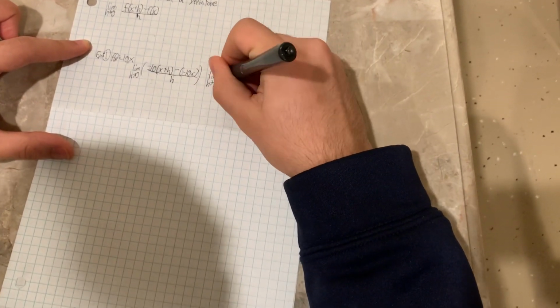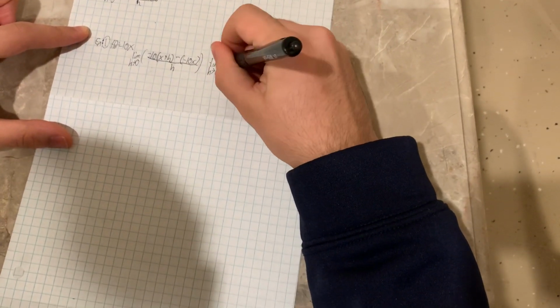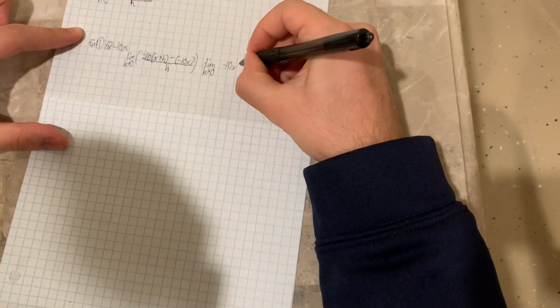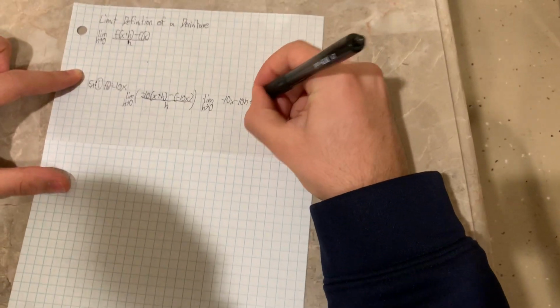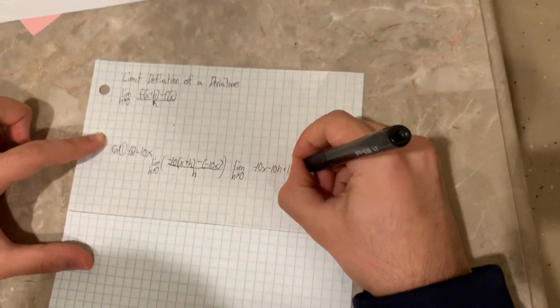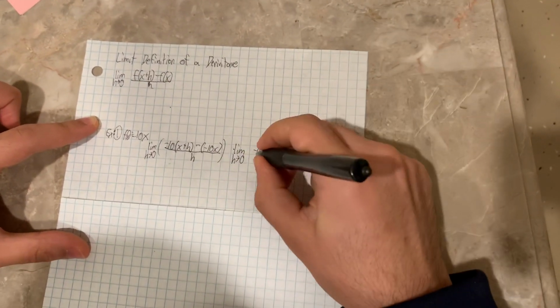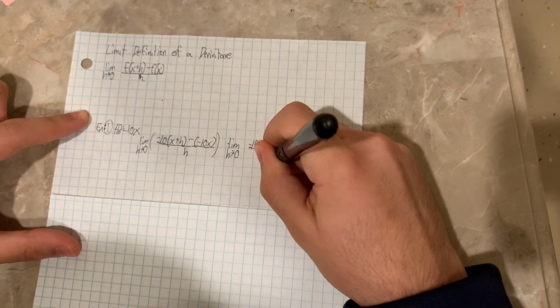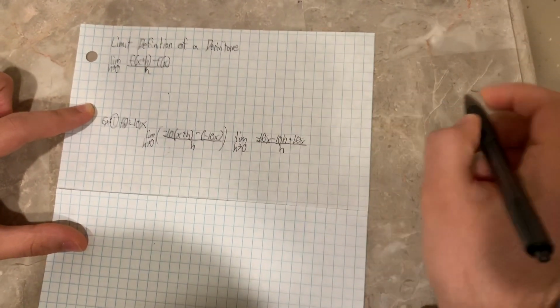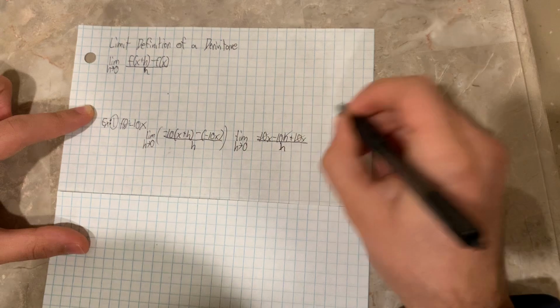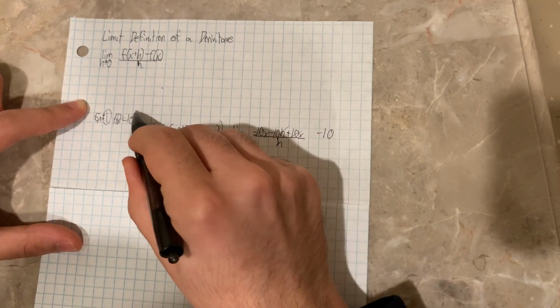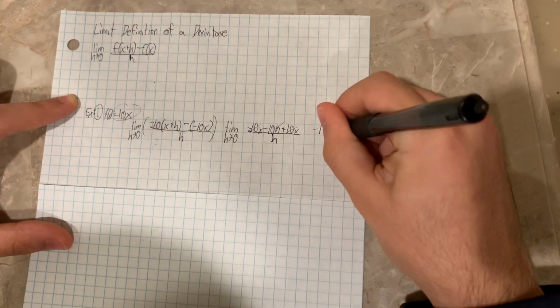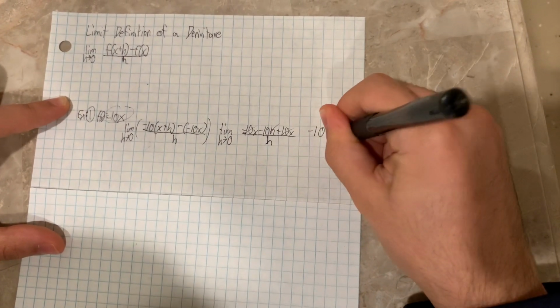So the limit as h approaches 0 of negative 10x minus 10h plus 10x, because we distribute this negative to a negative, all over h. These two cancel out, and we get negative 10, and that is our answer. And that is our derivative of f of x.